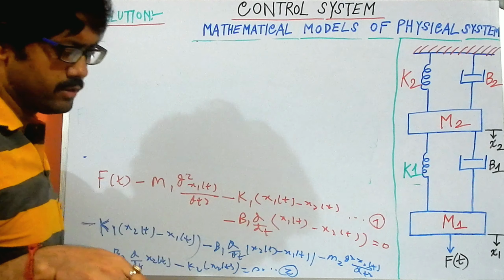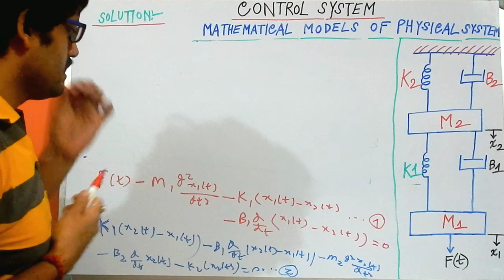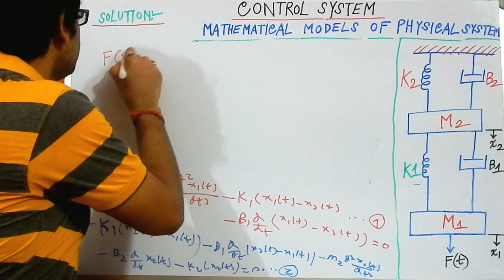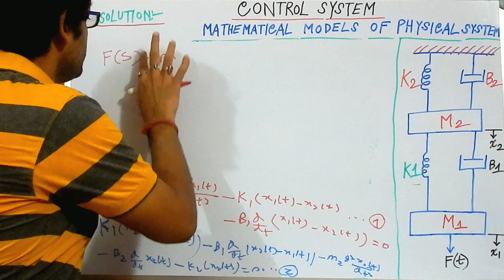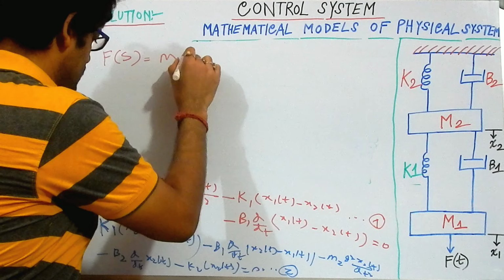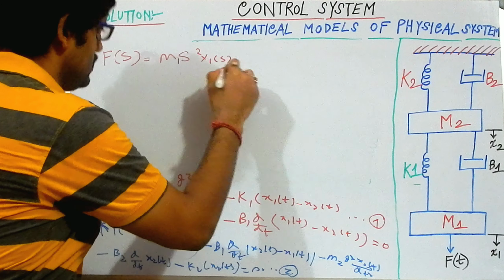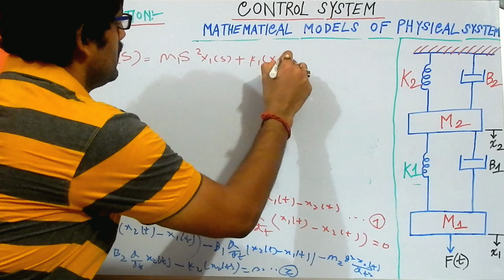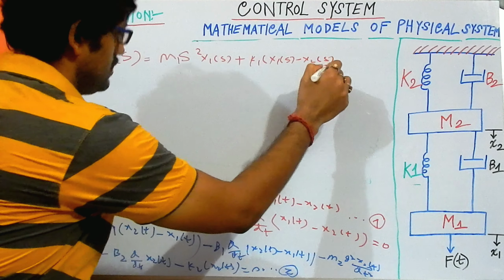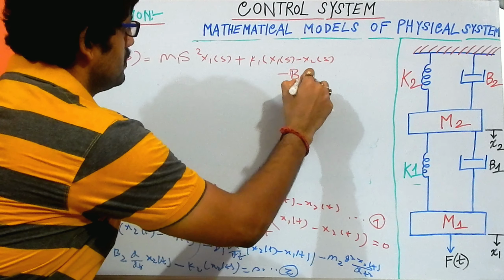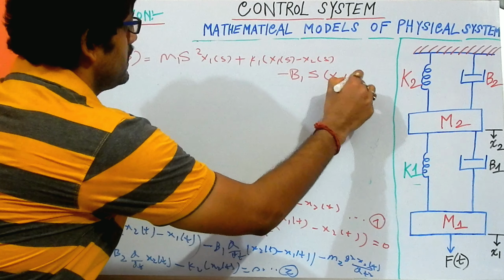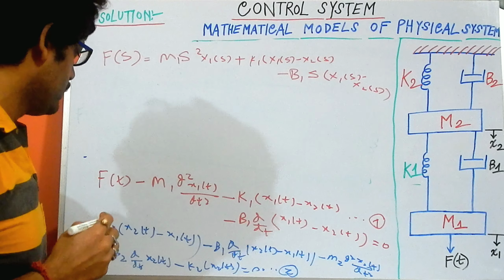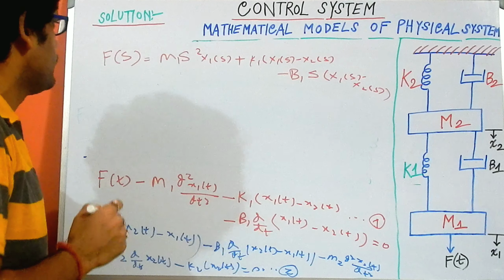So I have these two equations. After I take the Laplace of this whole equation, the equation is very simple. Fs is equal to M1 S square X1S plus K1 (X1S minus X2S) minus B1S (X1S minus X2S). Okay, and in the equation 2, if I apply the same Laplace transform, I have got the equation.